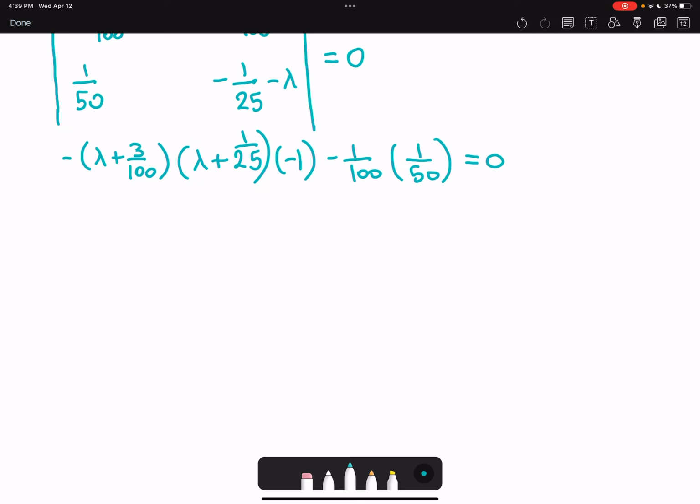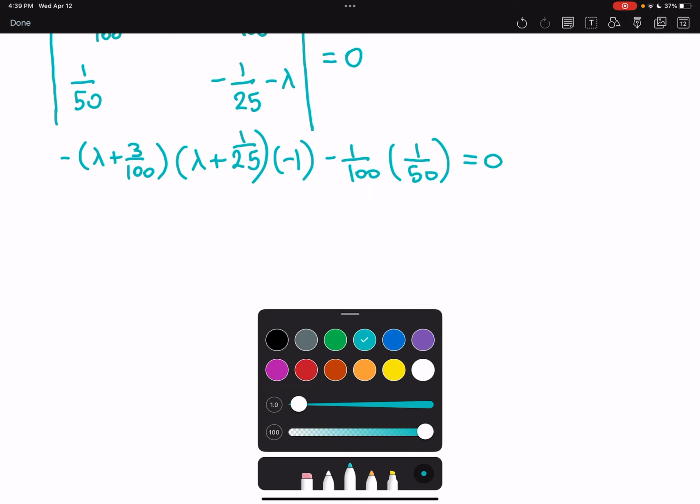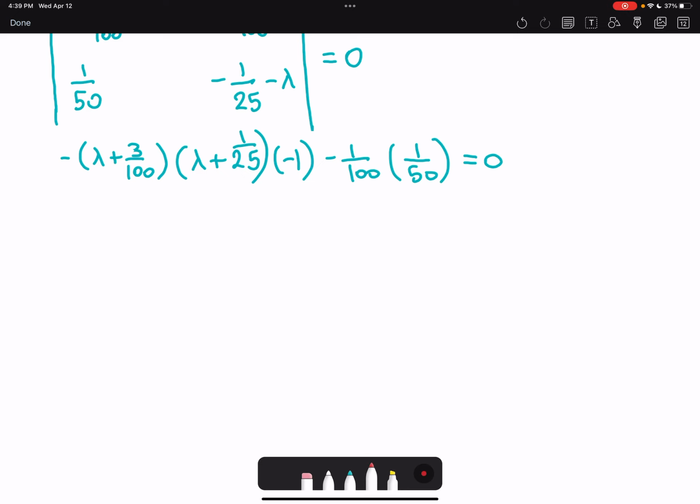So let's see. I can cancel out the negative ones, and then I can say lambda squared, the sum of these two, well, that was 4 over 100. So that's going to be 7 over 100 lambda. The product of these two is going to be a little bit large, 2500, well, small. And then here we're going to have minus 1 over 5,000 equals 0.